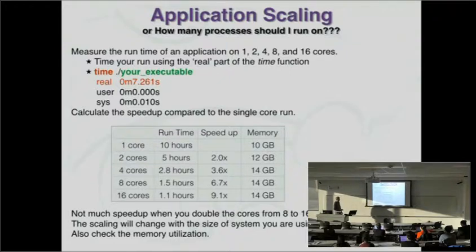Then you go up to 8 cores, you're down to 1.5 hours. That's a 6.7 times speed up on 8 cores. That's still fine. But if you go up to 16 cores, 1.1 hours, and it's down to 9.1 times speed up, well, now you're getting to only about half efficiency, and I would probably recommend not using quite 16 cores.